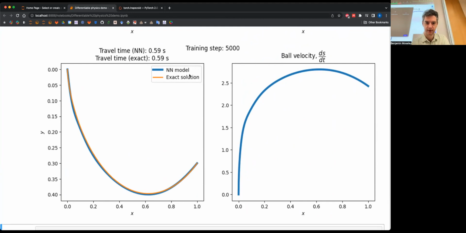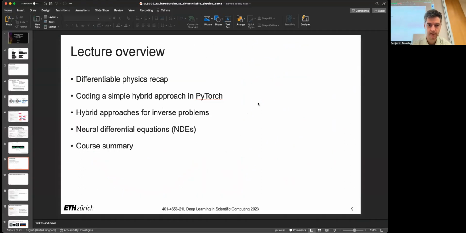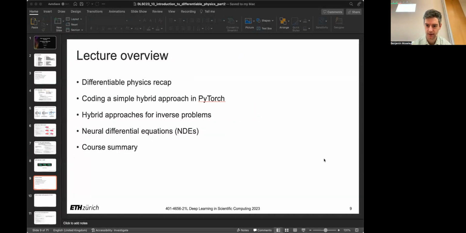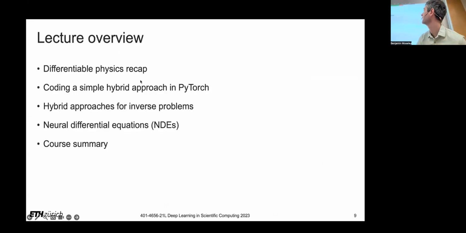So let's switch back to my slideshow. Right, so we coded a simple example, and now I'm going to talk about some more complicated hybrid flows. In particular, we're going to think about how we would use a hybrid sinogram approach to carry out inverse modeling.